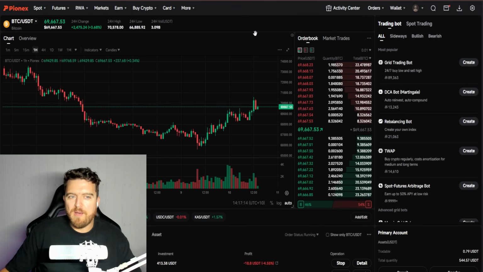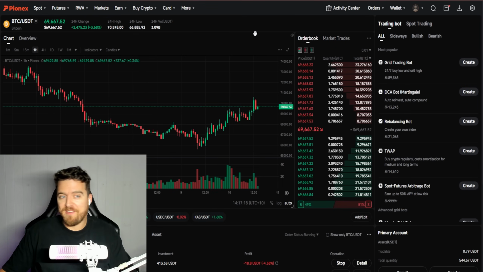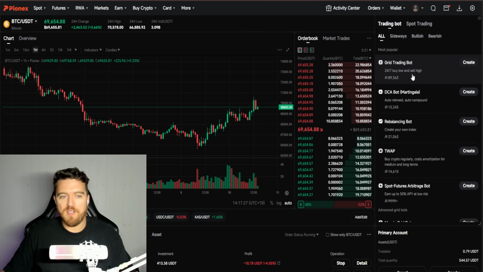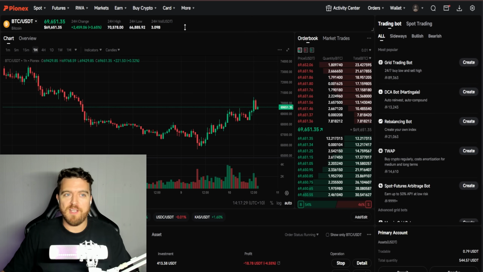Now, method number 2, which is inevitably a hands-free DCAing method. This is by using a bot, right? So this is a DCA bot. This is what we're using. It's a grid trading bot. So all this thing is doing is buying low and selling high.